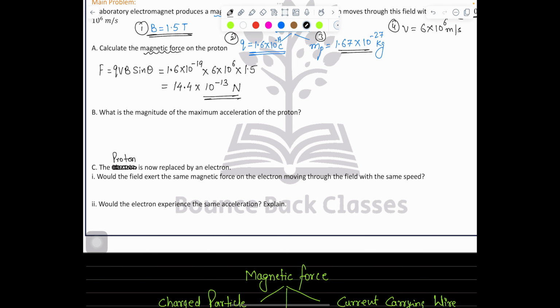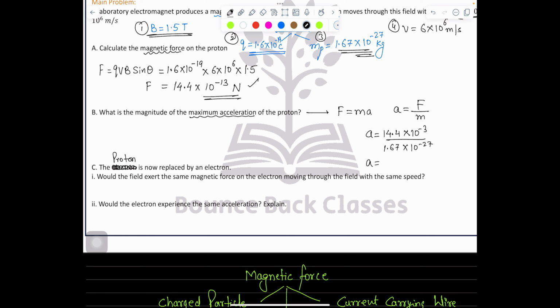What is the magnitude of maximum acceleration? Do you remember? We learned Newton's second law, F equals ma. So we are looking for a, which is F divided by m. Force we already have and mass we already know. So a is equal to 14.4 times 10 raised to power negative 13 divided by the mass, 1.67 times 10 raised to power negative 27.